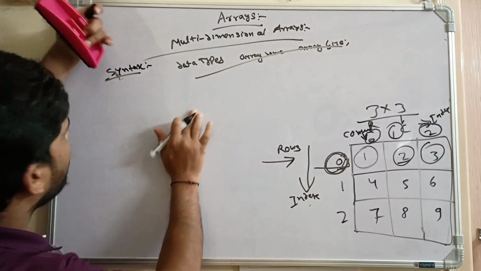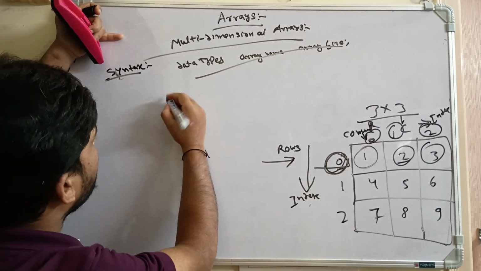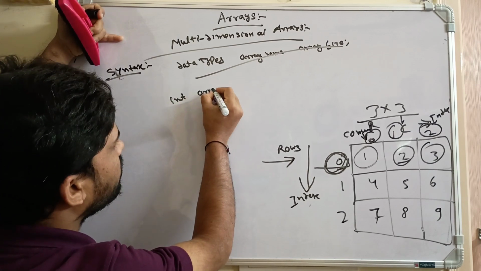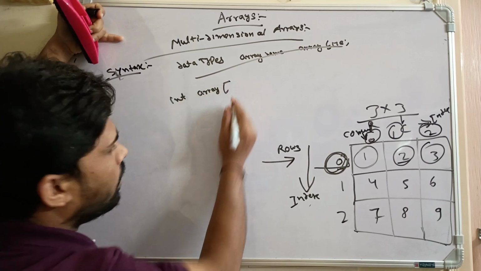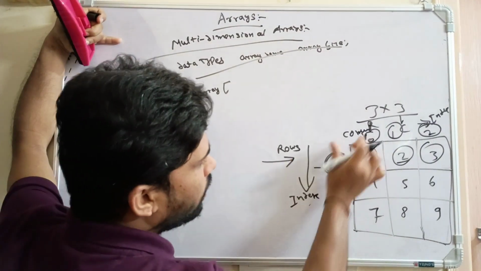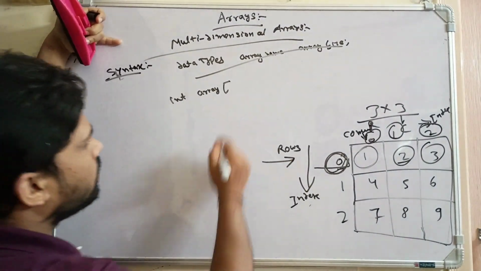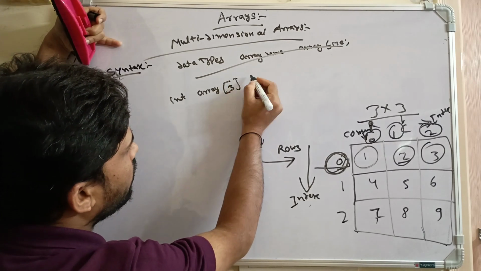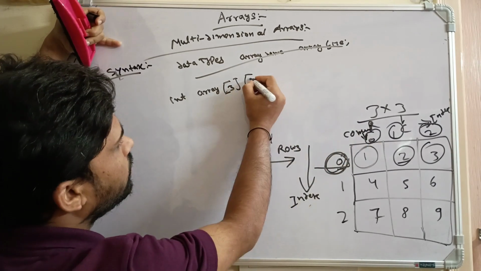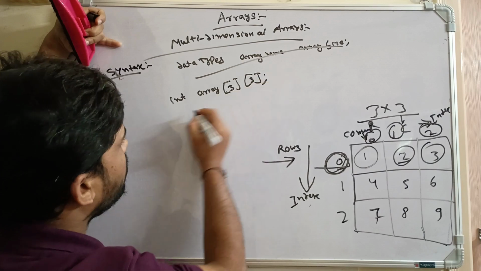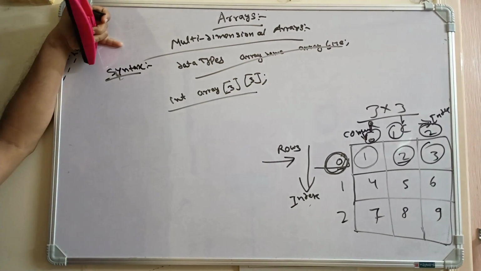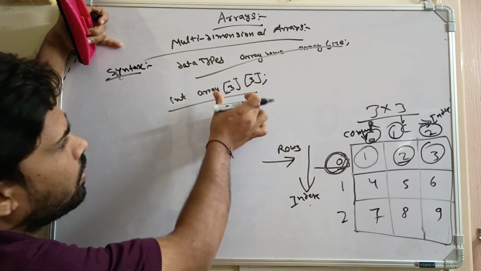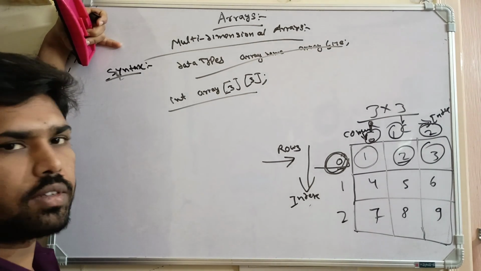See, in multi-dimensional, how we write it means: take data type, array name, and here what we are taking? Rows and columns both. So rows, size of 3, and columns, size of 3. So this is the general syntax or declaration of a multi-dimensional array.